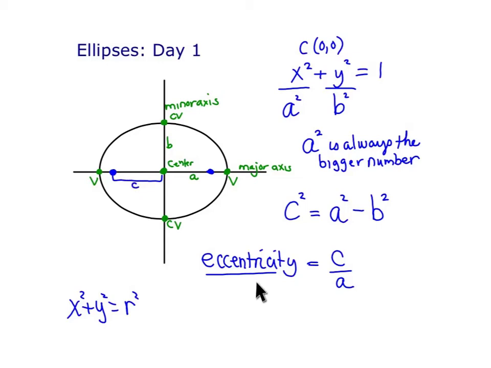Eccentricity is a property of conic sections that determines how close it is to a circle. The eccentricity for an ellipse is c over a. The closer it is to 1, the more circular it will be. Okay, so this is a circle, right? And this is an ellipse.